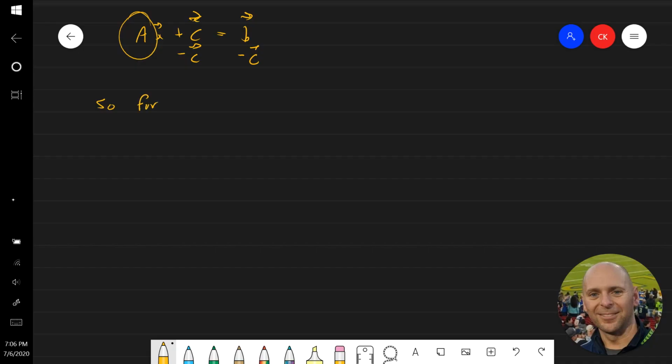So for matrix world, we need a matrix B such that A times B gets us back to that identity matrix, and then this matrix B would then be A inverse.